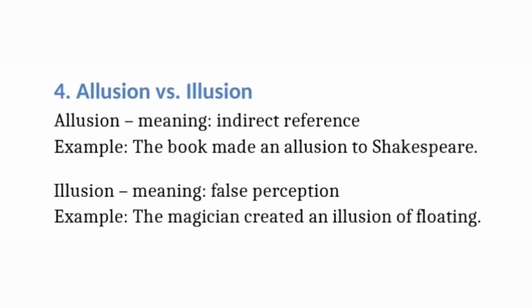4. Allusion versus illusion. Allusion, meaning indirect reference. Example: the book made an allusion to Shakespeare. Illusion, meaning false perception. Example: the magician created an illusion of floating.